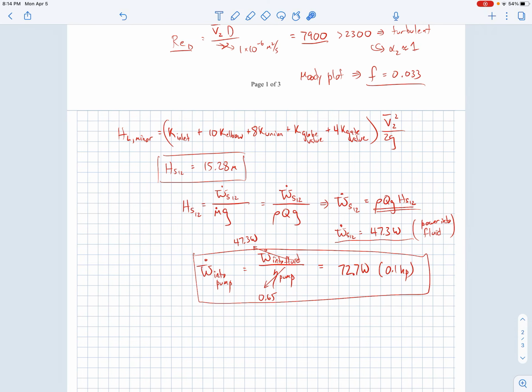So that's the power we need to put into the pump because it's not 100% efficient. If it was 100% efficient, all the power we put into the pump would get into the fluid, but we know that there's some losses inside the pump. So we have to put a little extra power into the pump so that we can get the right amount into the fluid.